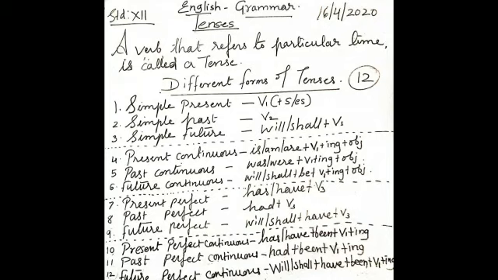Future continuous tense means the action which is going to happen, which is going to continue. For example, the doctor will be giving the medicine to the patient. Second one, mother will be reading the newspaper. Now here will be reading, will be giving, all this action which is going to continue, that is future continuous.